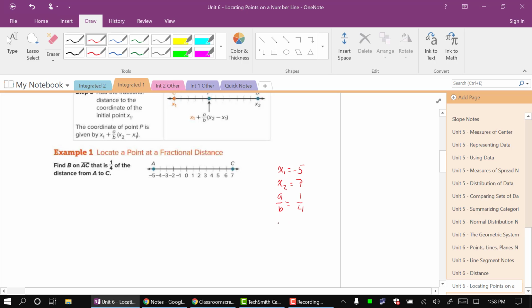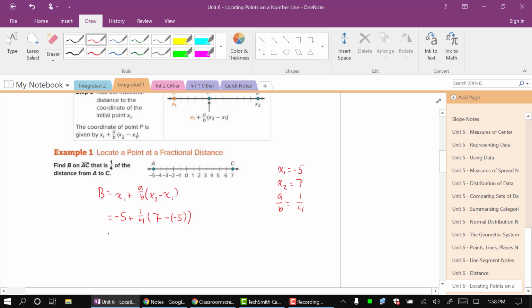So we want to find the point B. Again, we're going to use the formula that they gave us above: x1 plus a over b times x2 minus x1. We have what x1 is, we have what x2 is, we have what a over b is. So let's just plug it in. Next step. x1 is -5, a over b is 1/4, x2 we said is 7, minus x1, which is -5.